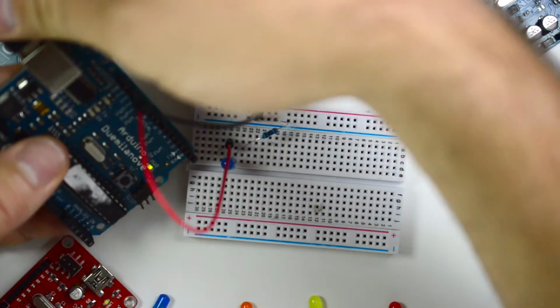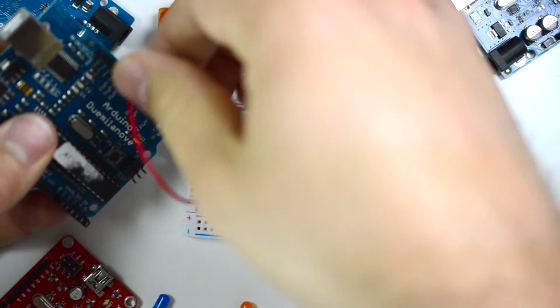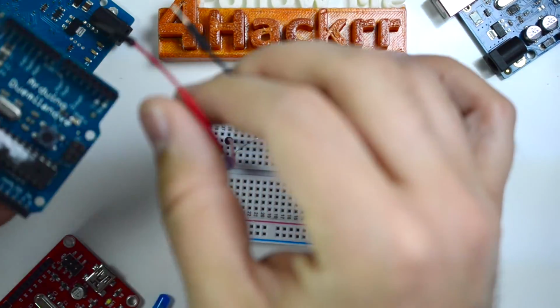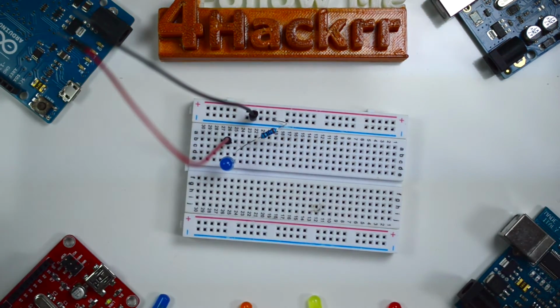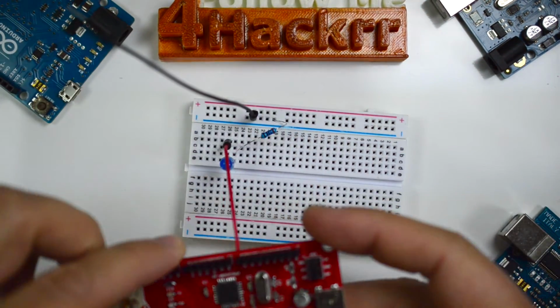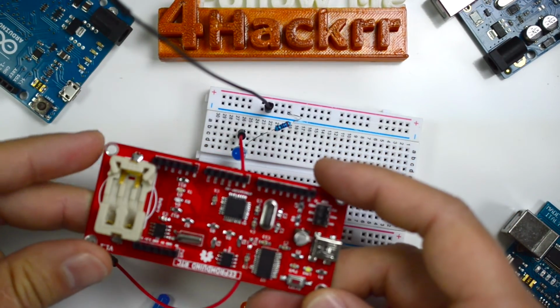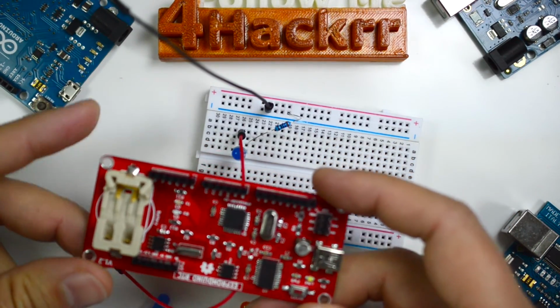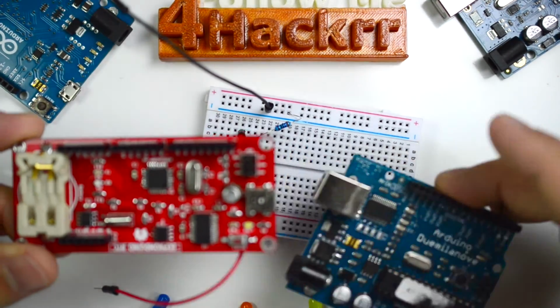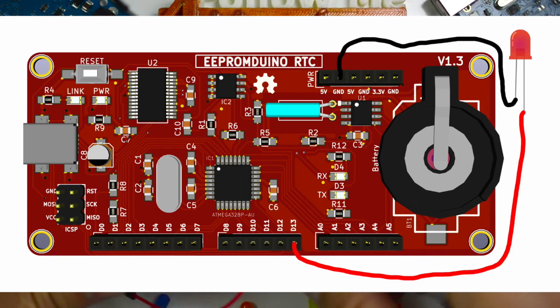The same behavior we're going to have, and I'm going to plug the Arduino. Now I'm going to use the EEPROMDuino, and the EEPROMDuino has the same pinout as the Arduino Uno, the Arduino that I just showed you, this one. And we can connect it the same way.